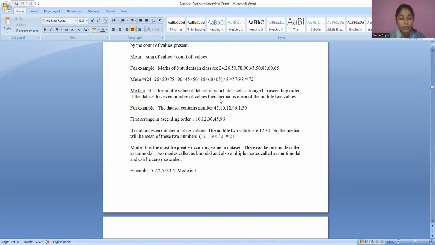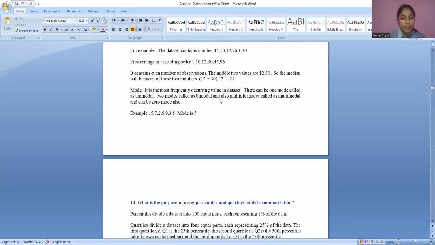Now mode. Mode is the value that appears most frequently in the dataset. For example, 5, 7, 2, 5, 9, 3, 5. Mode is 5. Thank you.